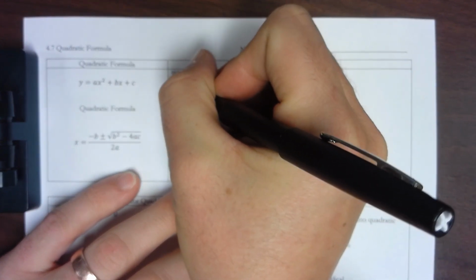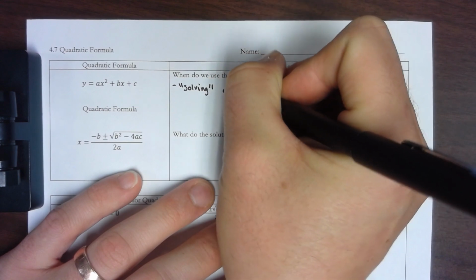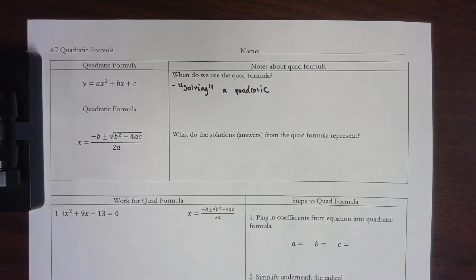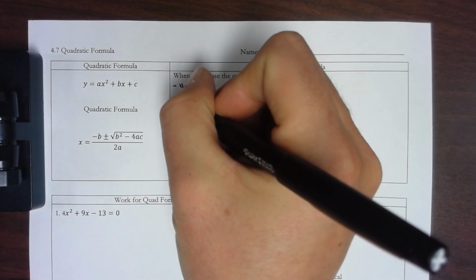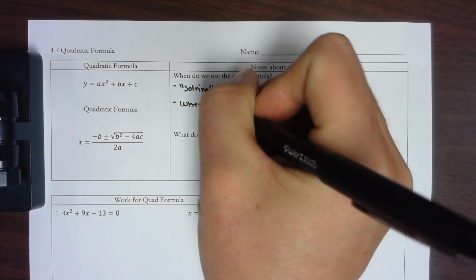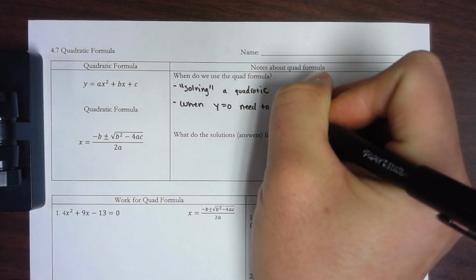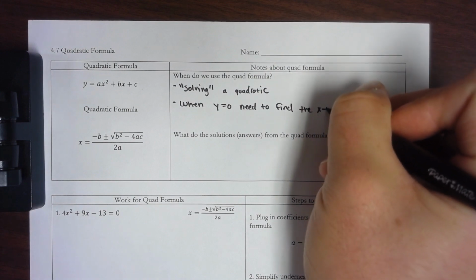So, solving, I'm going to put that in quotations. So, solving a quadratic. And the reason that I'm putting the solving in quotations is because we've actually done this before. And when we're solving a quadratic, we're solving it when y equals 0. So this happens when y equals 0, and we need to find the x values.